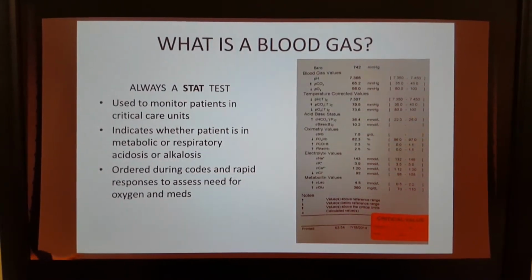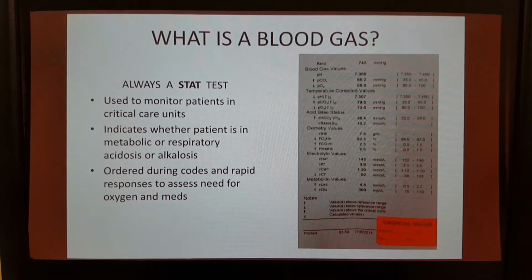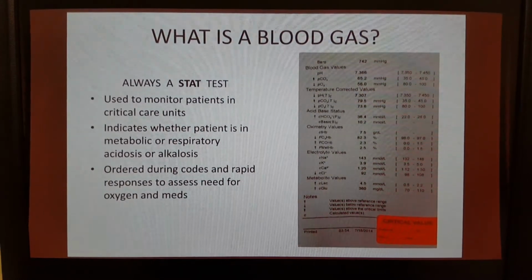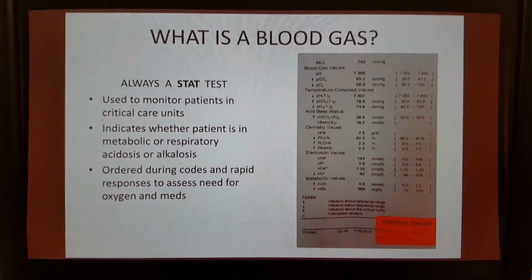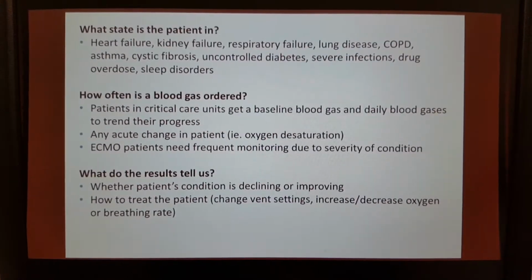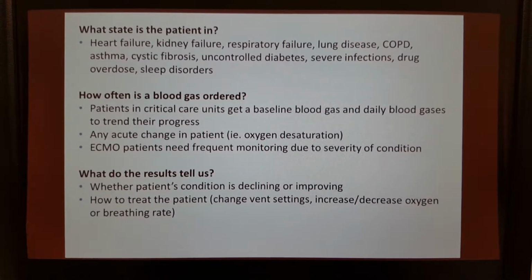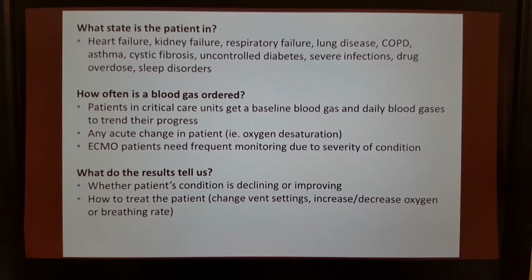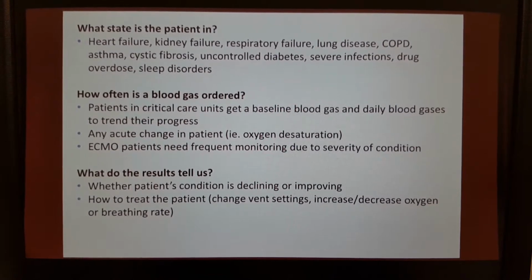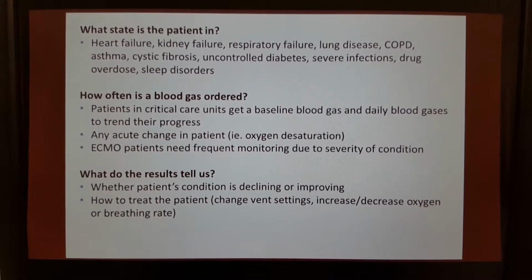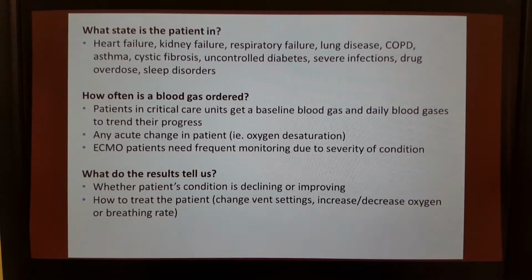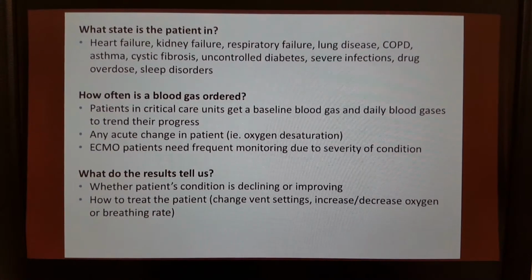This is an example of a result from one of our analyzers. In addition to blood gas values, it also reports oximetry values, electrolyte values, and metabolic values. First of all, what state is the patient in that needs a blood gas? They're all critical patients. They can be in heart failure, kidney failure, they have lung problems, COPD, asthma, cystic fibrosis, uncontrolled diabetes, a severe infection.